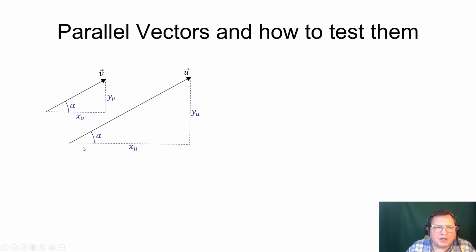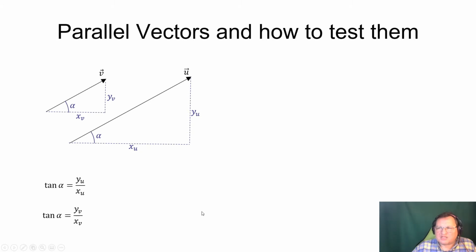So, from the larger triangle, this one, we get the tangent alpha equal to the opposite, the y coordinate of the u vector, which is yu, over the adjacent, the x coordinate of the u vector, so xu. And from the smaller triangle, we get yv over xv.